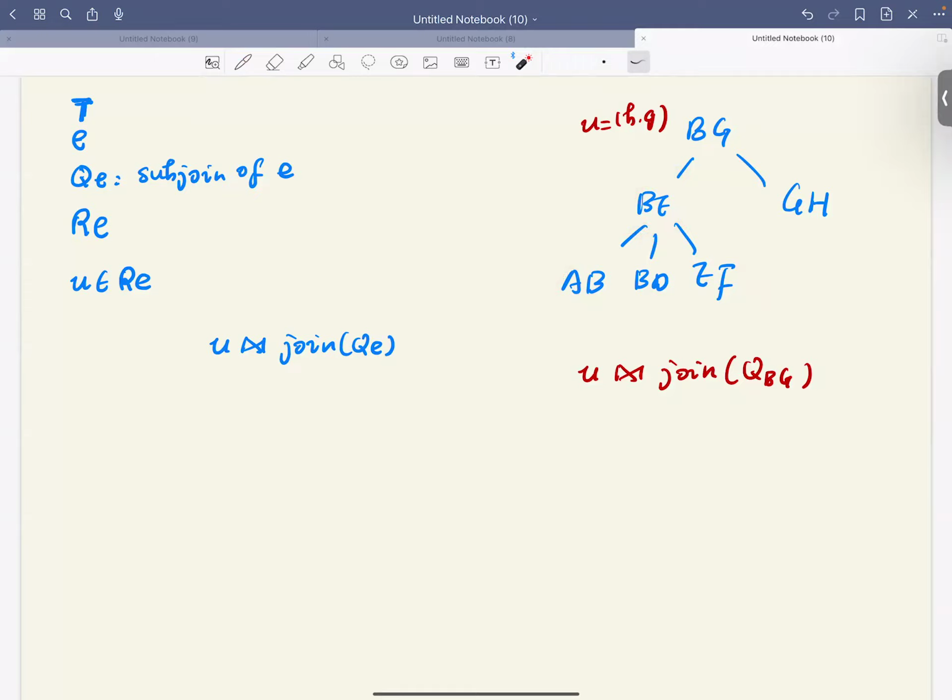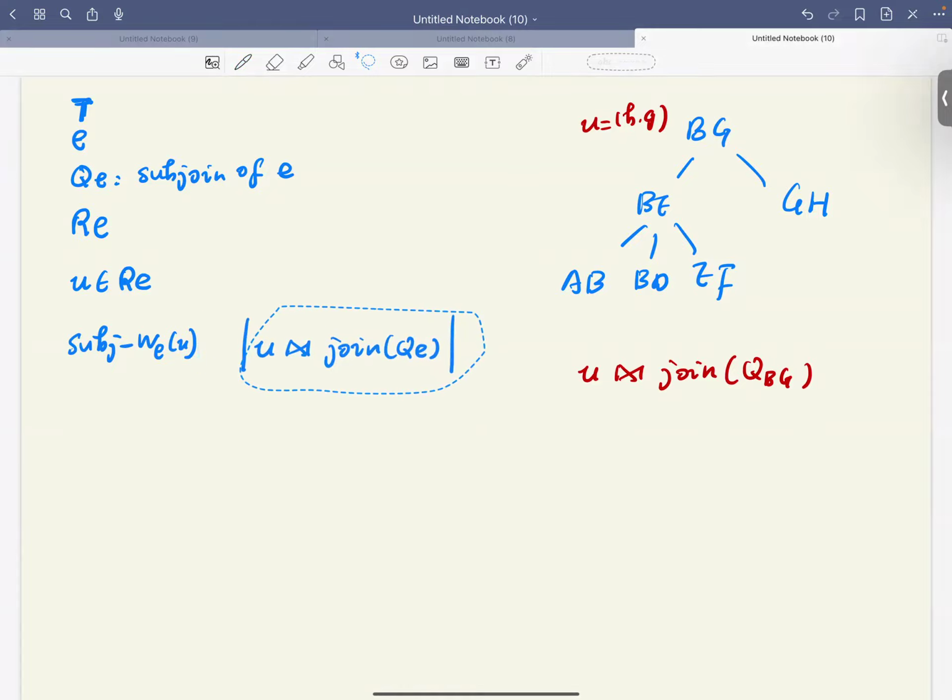Now, this is the problem I want to solve. I want to be able to compute the number of tuples contributed to by this U. So this is the core problem. This is something called the subjoin weight. Oh, I'm sorry, give me a moment to make this tidier. Subjoin weight. You see what I mean?